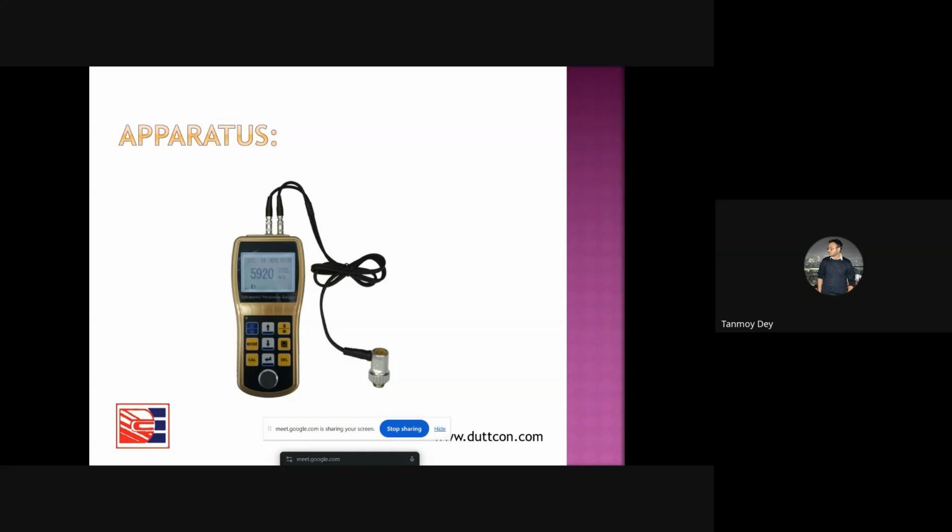This is the apparatus. These days everything is digital, very small. This is a probe. Through this probe, the same principle we discussed in the ultrasonic pulse velocity test applies. Sound is entered through this probe, and if it is allowed through the entire path, we can find out the total length.